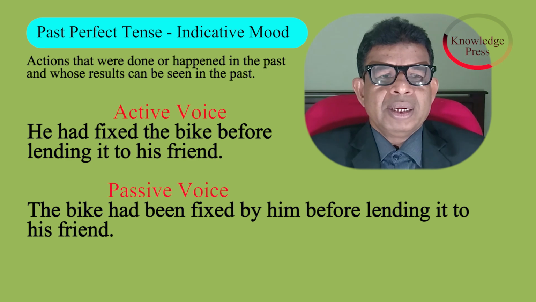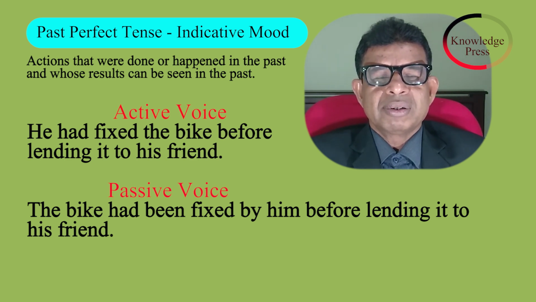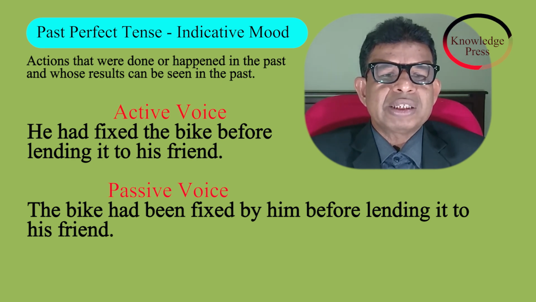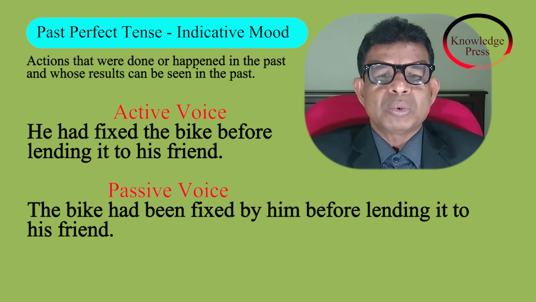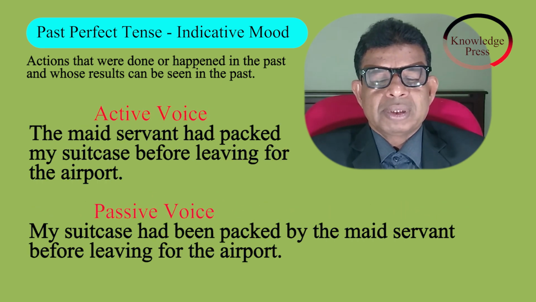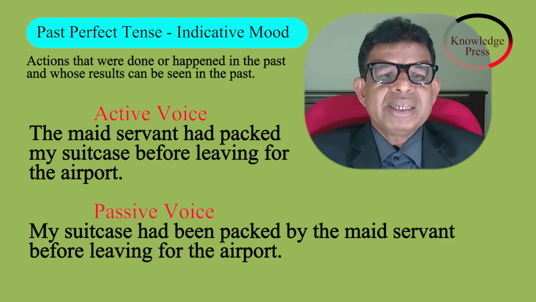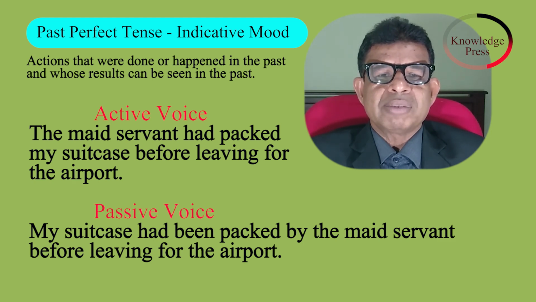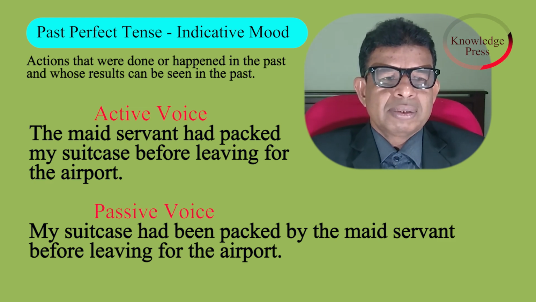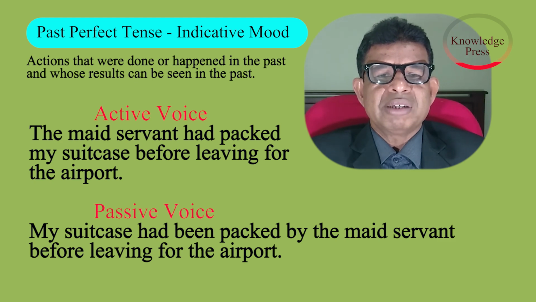Active voice. He had fixed the bike before lending it to his friend. Passive voice. The bike had been fixed by him before lending it to his friend. Active voice. The maidservant had packed my suitcase before leaving for the airport. Passive voice. My suitcase had been packed by the maidservant before leaving for the airport.